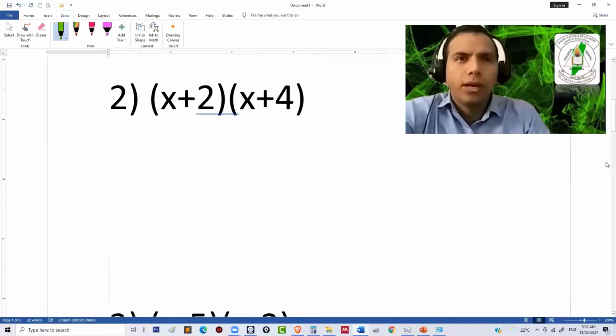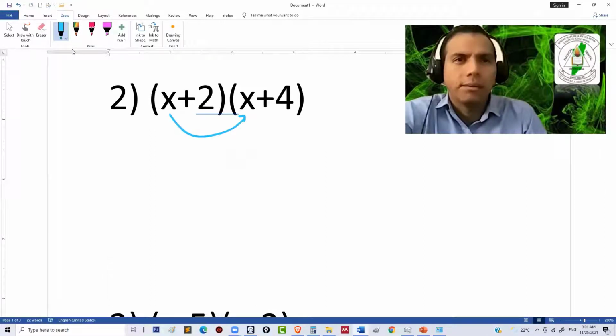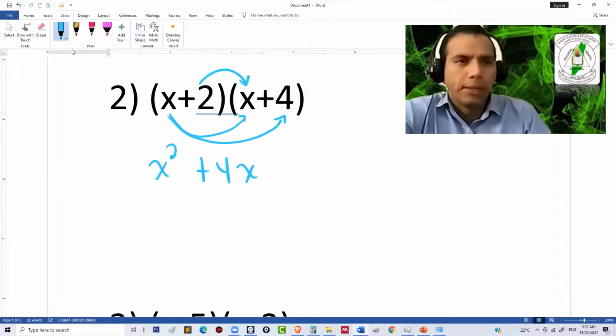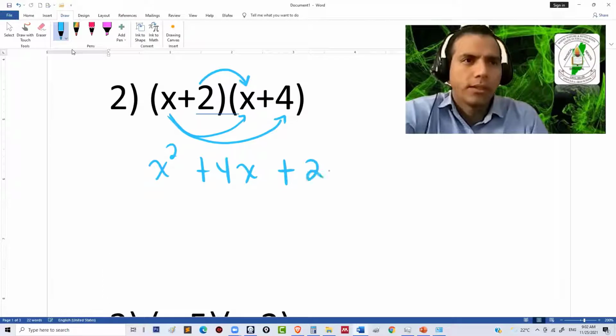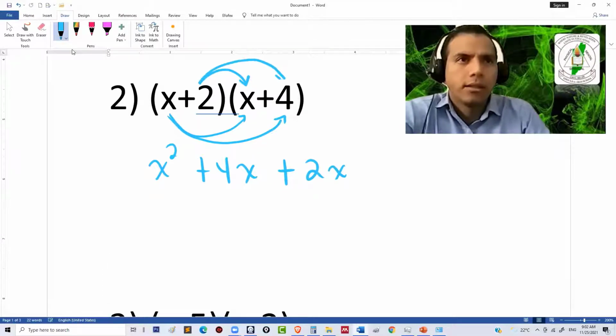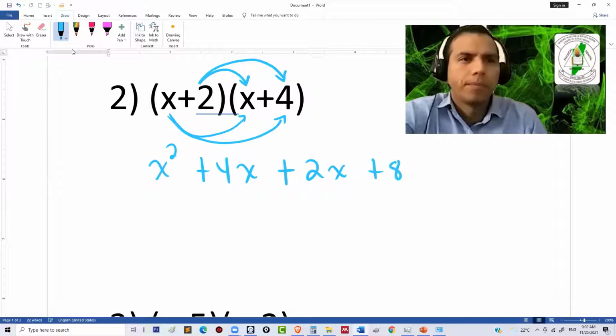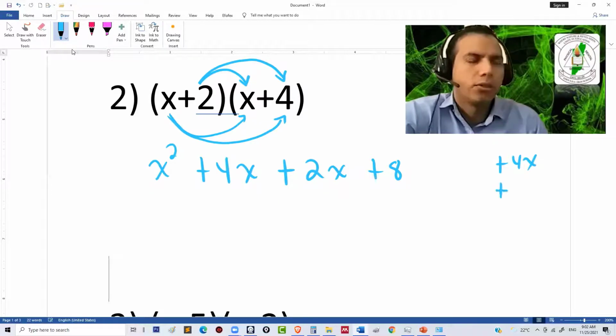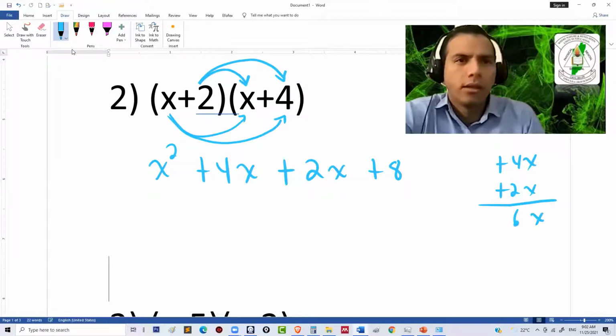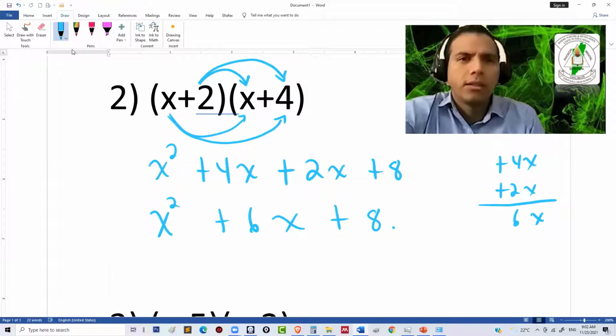In example number 2, we have (x + 2)(x + 4). x times x is x squared. Then x times 4 is 4x. 2 times x, those are the inner, that is 2x. And the last, 2 times 4, that's 8. Remember, we need to always simplify the middle terms. 4x plus 2x: 4 plus 2 is 6, and that's positive. The binomial expansion will always give a trinomial. x squared plus 6x plus 8 is a trinomial, it has 3 terms.